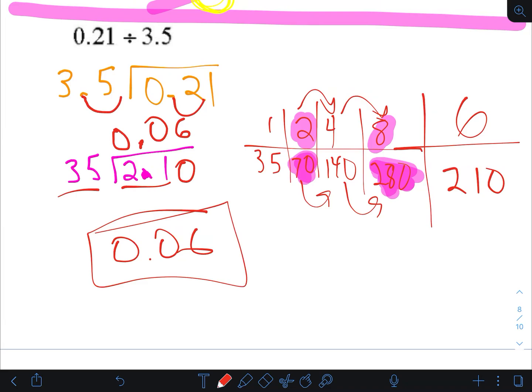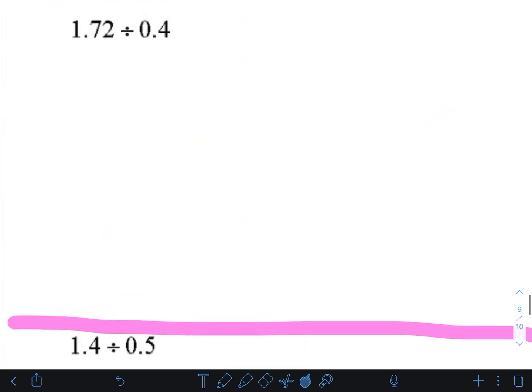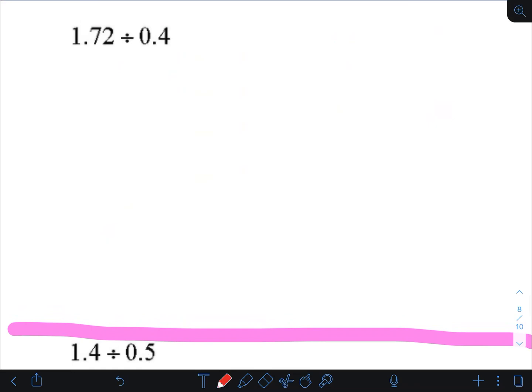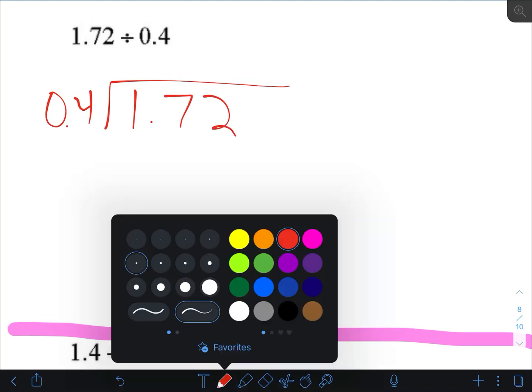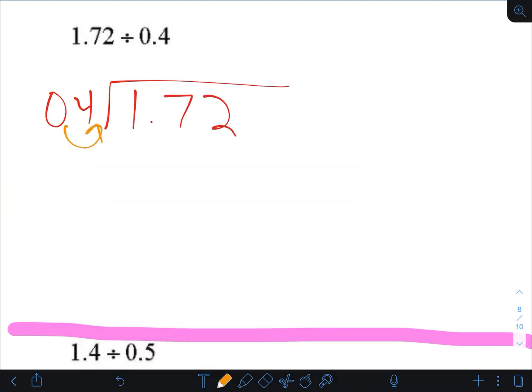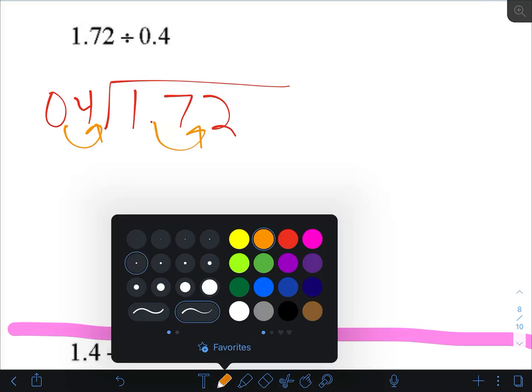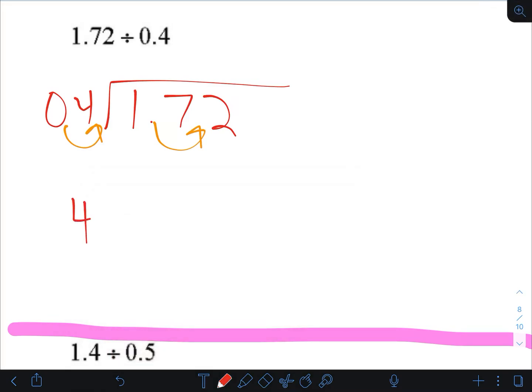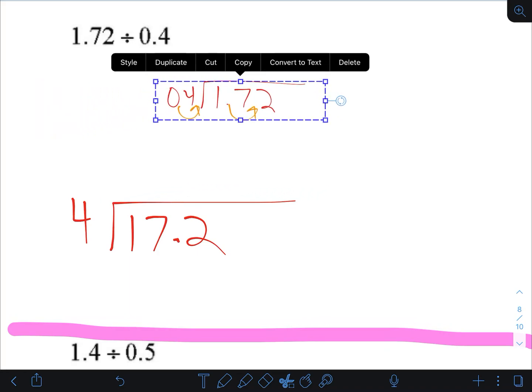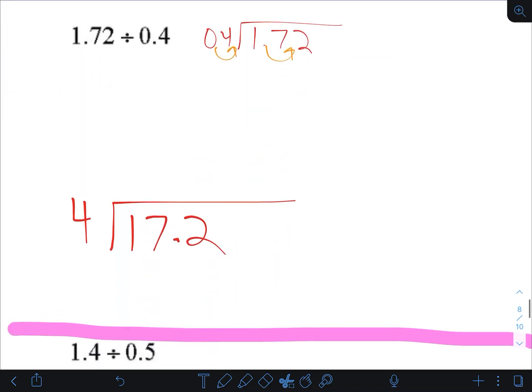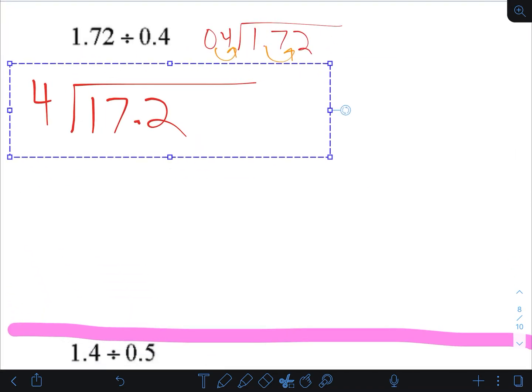That's not horrible. Let's do one more. Oh, this is a good one. So 0.4 on the outside, 1.72 on the inside. Move it over 1, move it over 1. That gives you 4 into 17.2. Well, let's see here. I need some more space. So I'm just going to make this a little smaller, put it up here. Then I'll move this one up here.